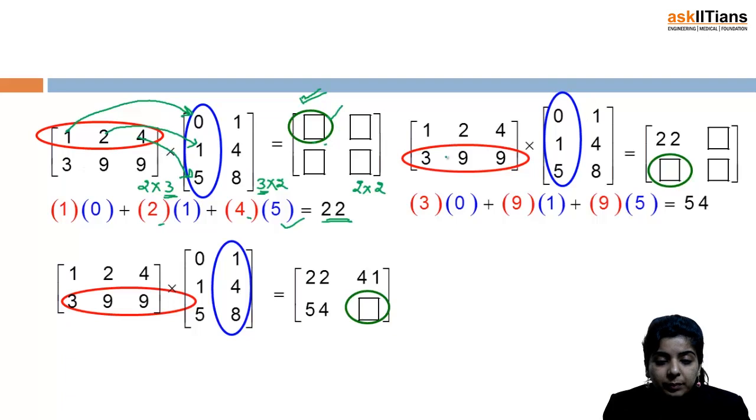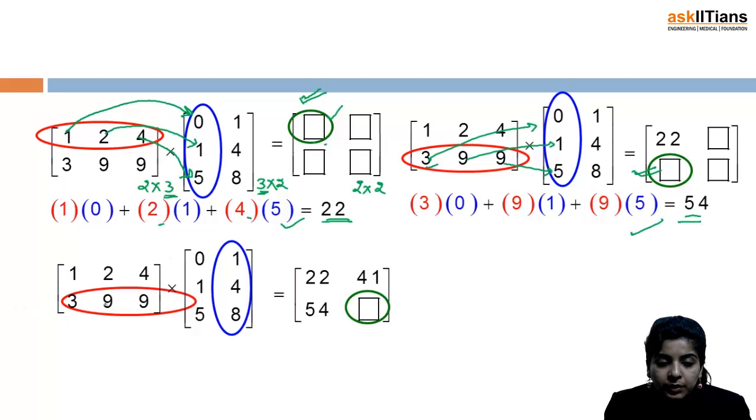Now we multiply the second row with the first column in order to get the element at the second row, first column. So this gives us 3 into 0 plus 9 into 1 plus 9 into 5, which is 54.